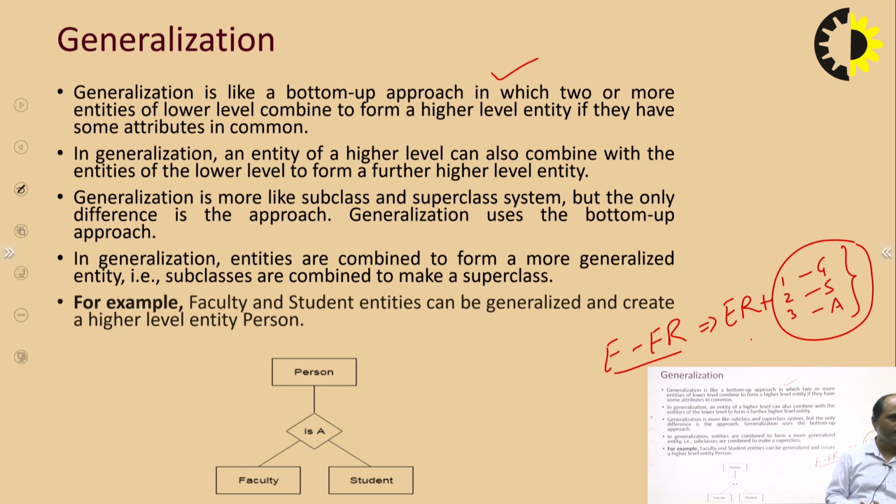It is a bottom-up approach. Suppose we have the example of faculty and student entities, which can be generalized to create a higher-level entity, person. The faculty entity and student entity have an is-a relationship with person. This is called generalization of those entities. So this is the concept of generalization: how two lower-level entities combine to form a higher-level entity.